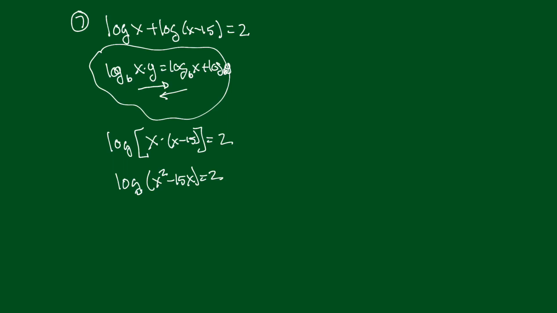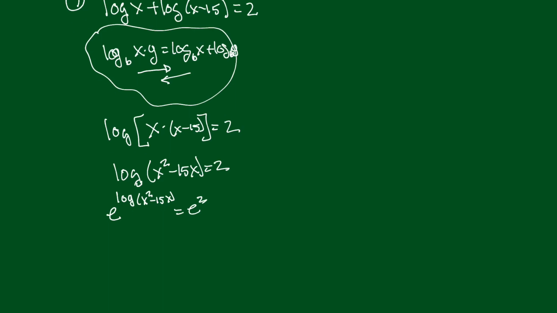So I've got a log here. I want to eliminate that log, so I want to undo the effect of the logarithm, and I'll use the exponential function to do that. So I'm going to exponentiate each side by raising e to this power. Log base 10 of x squared minus 15x equals e to the 2. So just exponentiate both sides. Now on the left side, I started with the x squared minus 15x. I took the log, then I exponentiated it. Just brings me back to x squared minus 15x, and that's equal to e squared.